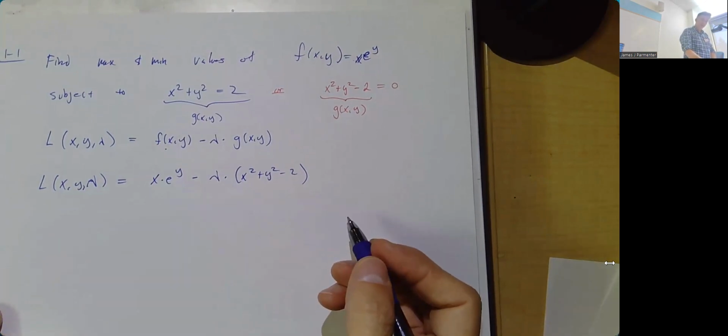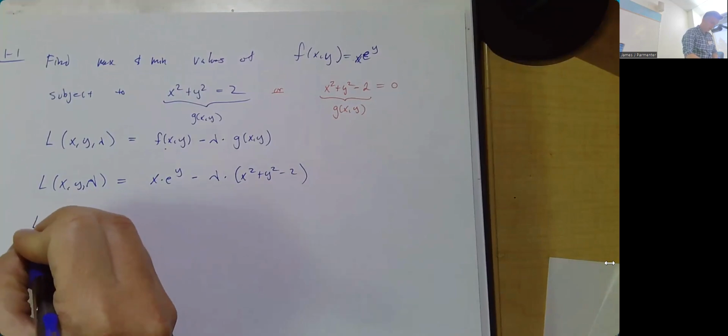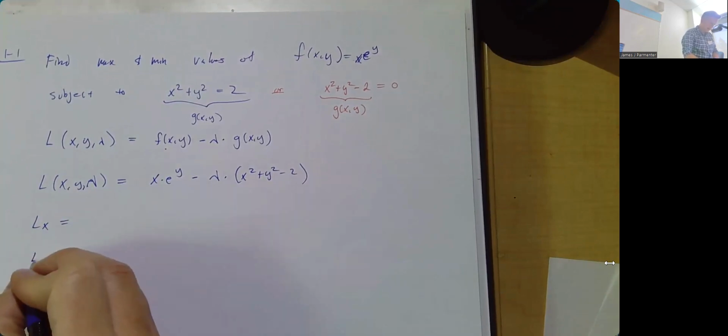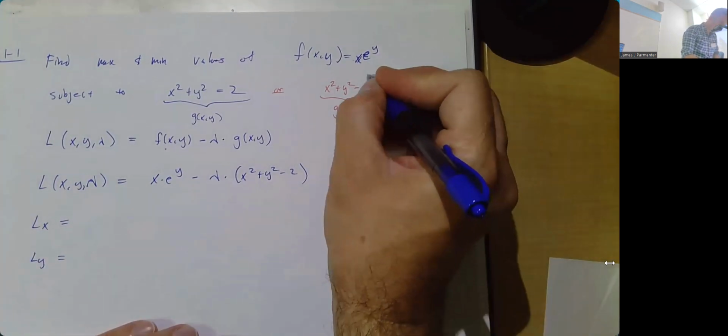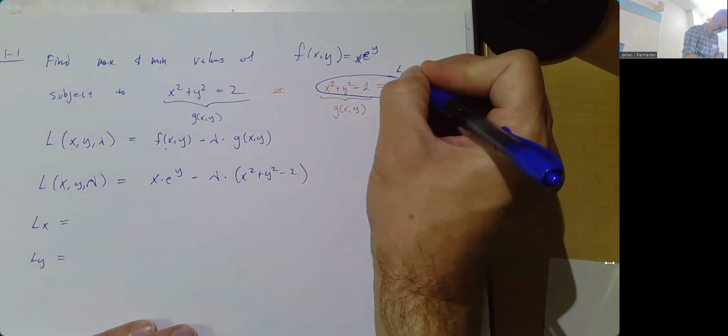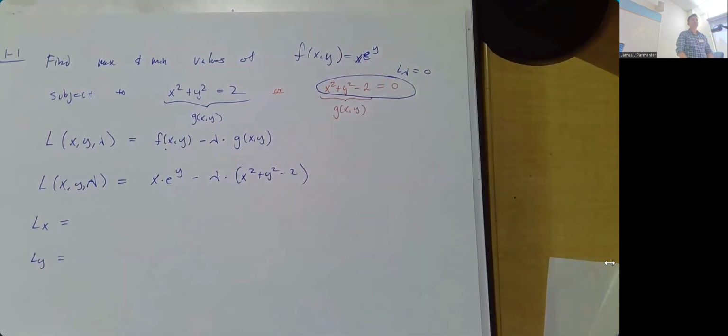After we have found this, we take our partial derivatives: Lx, Ly, and if you want, L lambda. But I will point out again, this is your L lambda equal to 0. Technically, it's the negative of L lambda equal to 0, but you can multiply both sides by negative 1 and have the same thing.